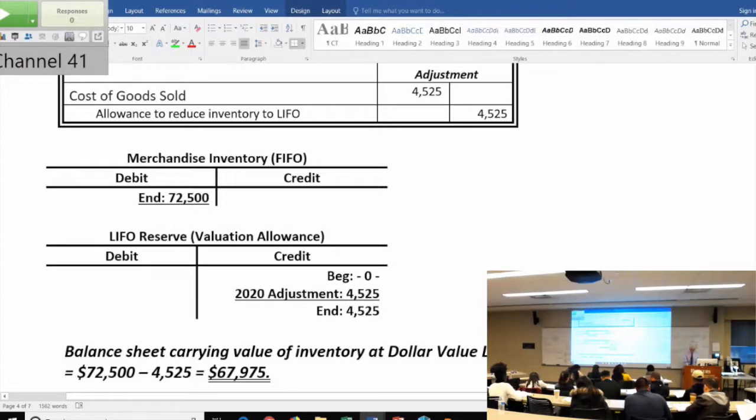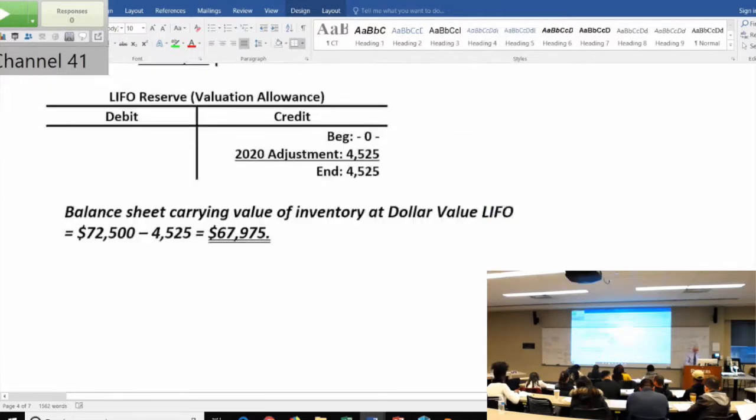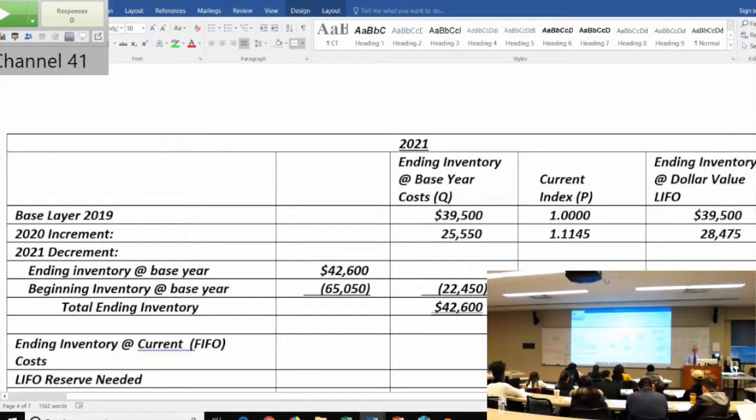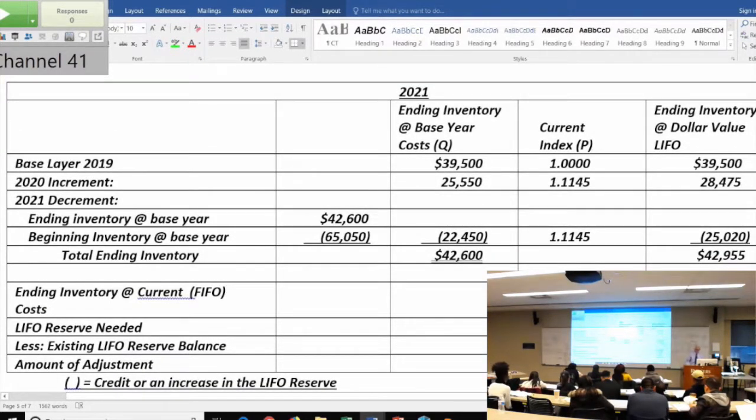Let's do one more, and then we'll take some questions. There's one year left. We can finish with that as well. Here's 2021. Look at the chart carefully. You've got layers. That's the key to LIFO. You've got a base layer of 39.5 that was valued at $1.